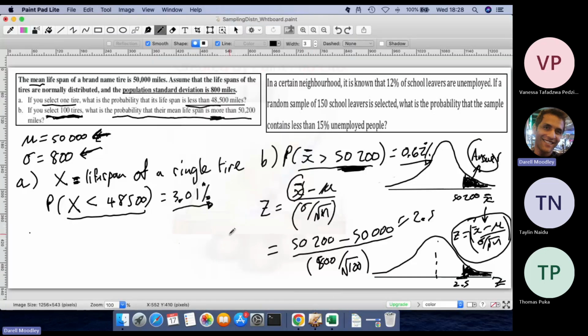Okay, so when it's a variable, what you're trying to work out is the probability of that variable being greater than something or less than something. Just like x, see the problem on the left with a, you don't know what x is. X is not a specific value, it's a variable. But what we do is we try and find probabilities of x, that variable of a single tire. So if we want to know the probability of any tire being less than 48,500, then we would follow this process. Now, x bar is also a variable.